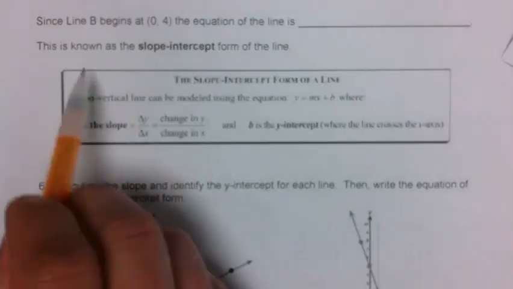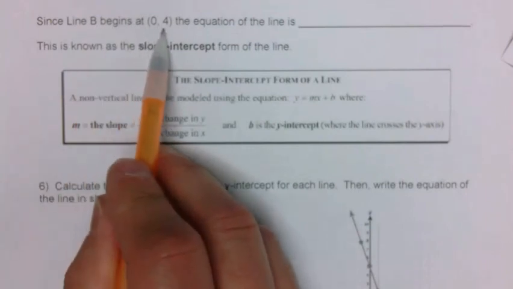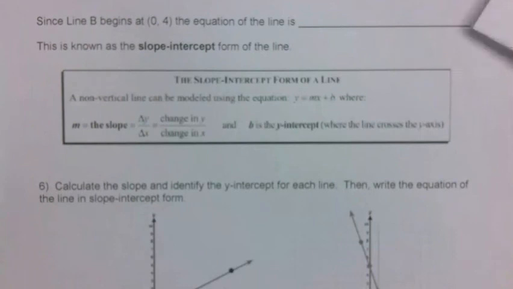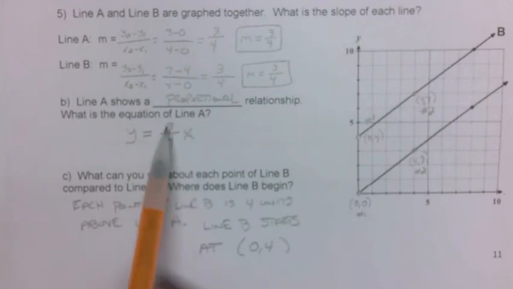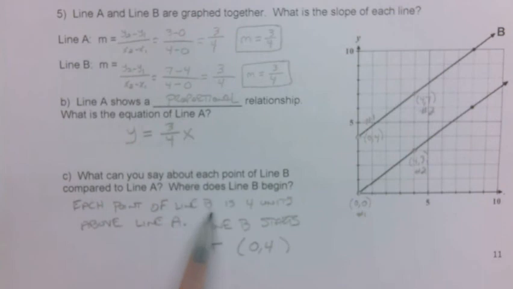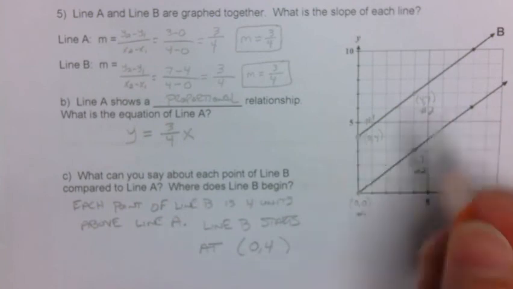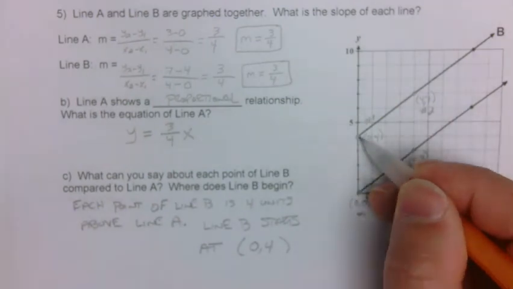All right, so we just said that line B begins at (0, 4). So what is the equation of line B? Well, if we remember what we said before, the equation of line A is y = 3/4 x. And every point of line B is 4 units above line A. So to get from line A to line B, I would have to add 4.